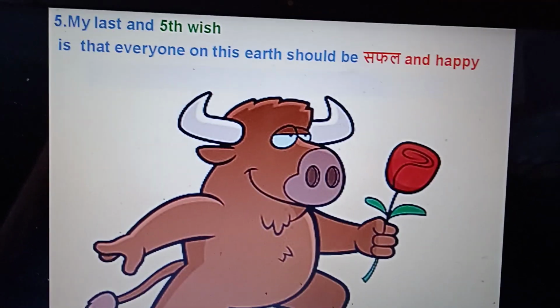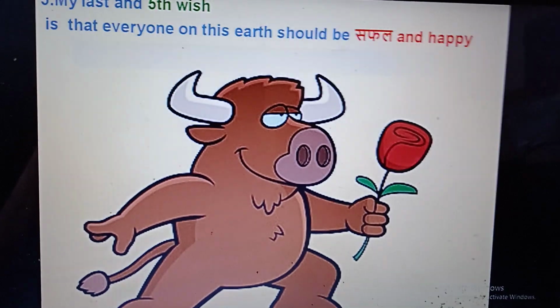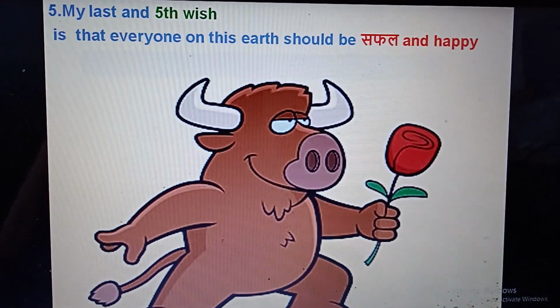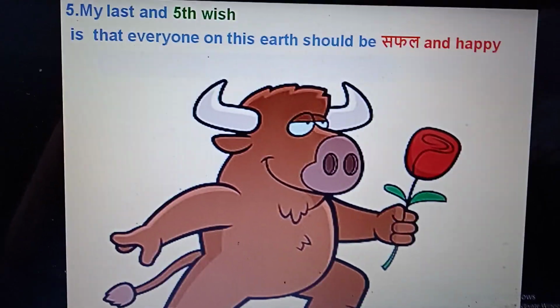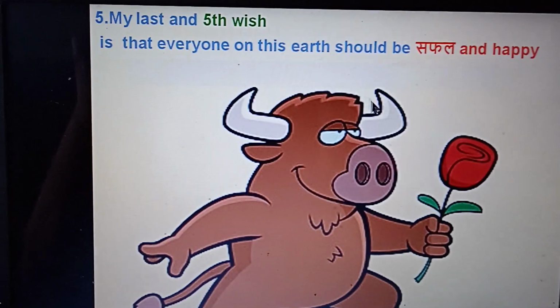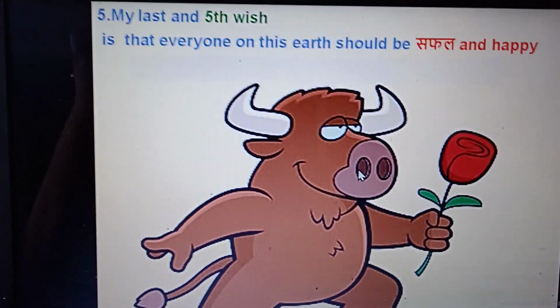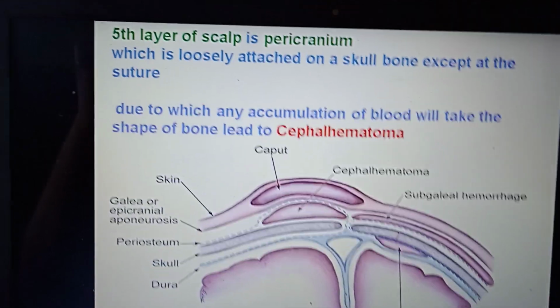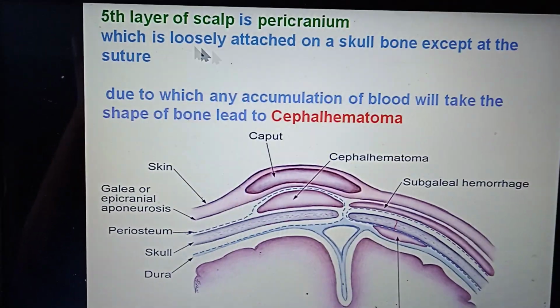My last and fifth wish, which is about the fifth layer, is that everyone on this earth should be safal and happy. Safal means what? Successful and happy. This buffalo is. How cute he is. Now, the fifth layer of the scalp is pericranium.